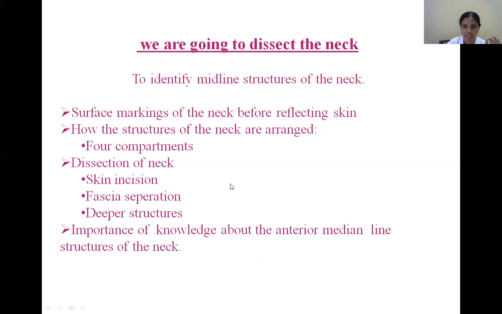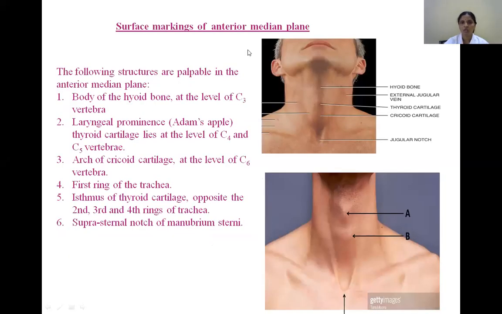So these are the objectives we are going to see. What are the surface markings of the anterior median plane? Before that, what is the extent of the neck? Because now we are going to dissect the neck. So what is the extent? I just want to explain briefly.